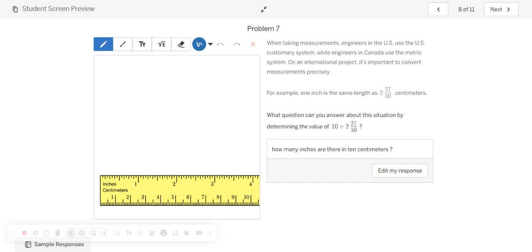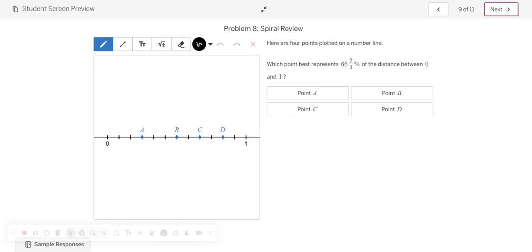That's good. Okay, number 9. There are 4 points plotted. Okay, good. Review. Where is this one? Well, this is different than the workbook. 1, 2, 3, 4, 5, 6, 7, 8, 9, 10, 11, 12.